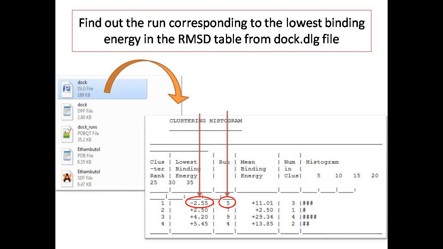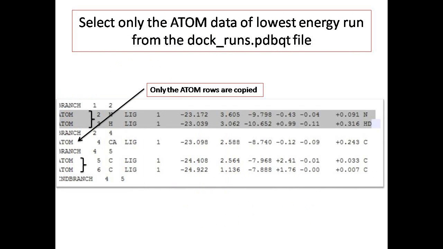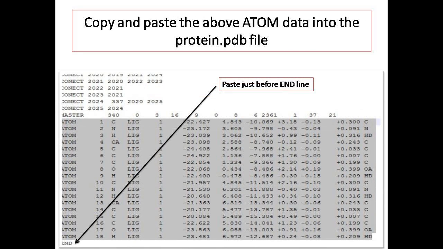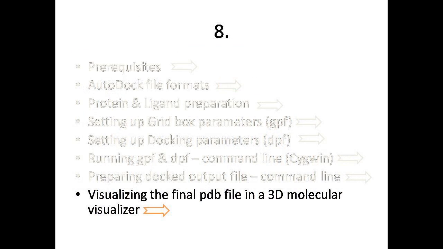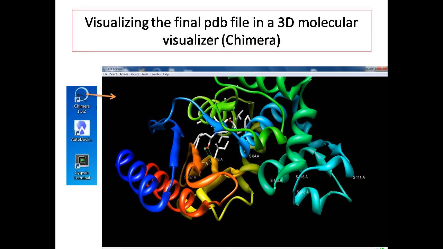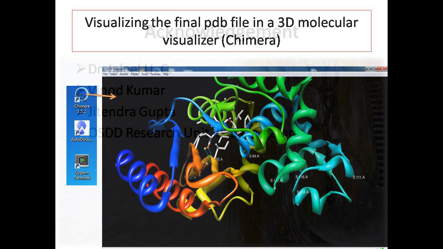From the PDBQT file, please select the atom coordinates of the best pose as shown here and paste it in the original downloaded protein PDB file. Now, to visualize the result, we can use any 3D visualization tool, as we have used here Chimera.